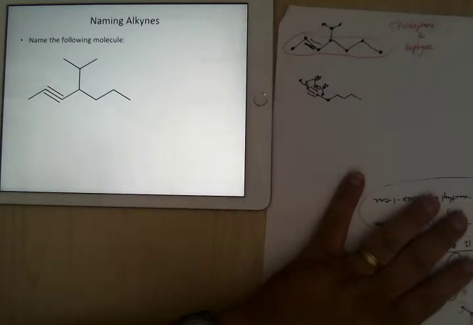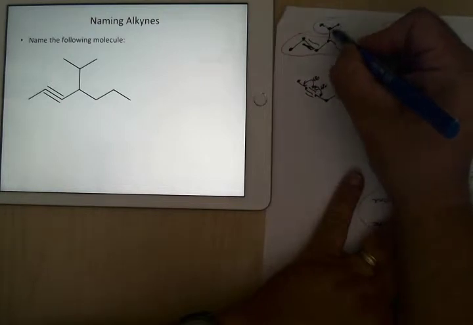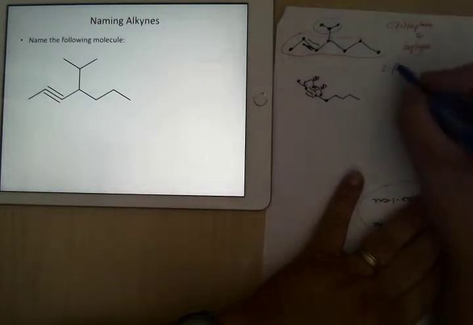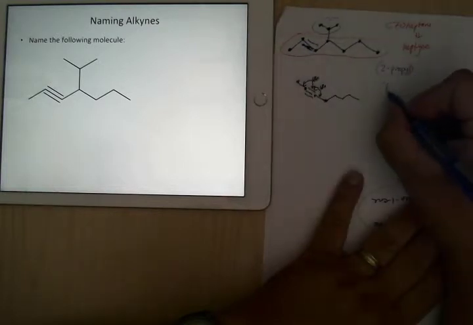For here we have this 2-propyl group. It's 1, 2, 3, so it's a propyl, but it's connected to the main chain through carbon 2, so it's a 2-propyl. And then our triple bond starts, so alkyne.